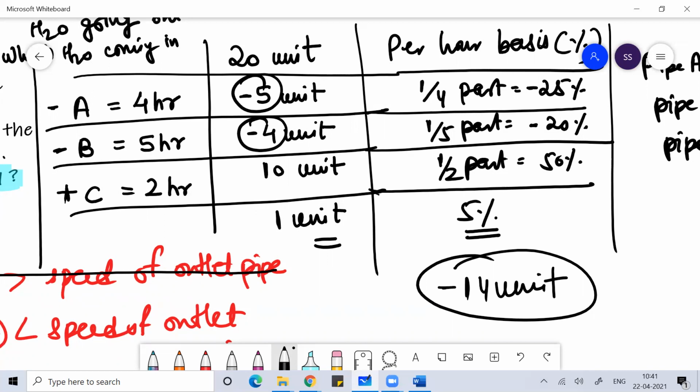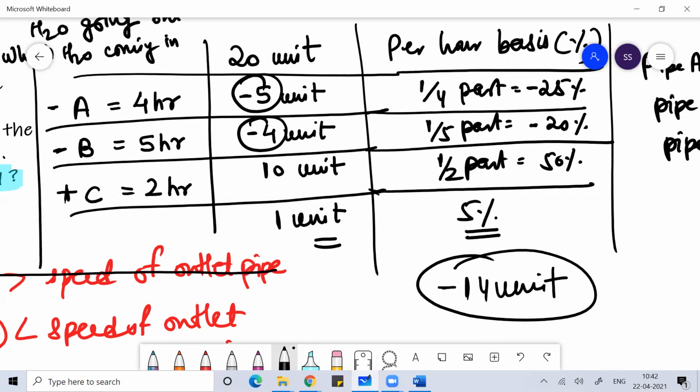Once you open all three of them together, every hour -5% of work will be done on the system. If only C is working, then it is doing 50% of work, but because of the influence of A and B, it ends up doing only 5% of work. Otherwise, it would have removed everything. Imagine after 3 p.m. you close A and B and only C is working. How much time will it take? 7 by 5 hours. 7 by 5 hours means 1.4 hours, and all the system will get empty.